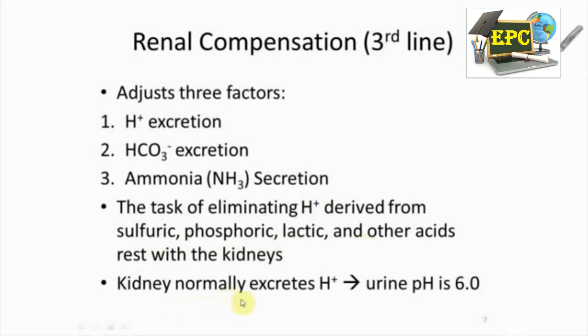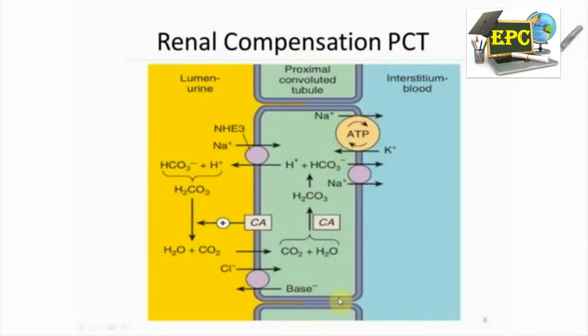Now, the kidney in normal physiology excretes hydrogen ions. So the urine pH is 6. As you can see, it is way lower than the blood because it usually has more hydrogen ions. We excrete them through the urine. Now, the first part of the renal compensation is in the proximal convoluted tubule.